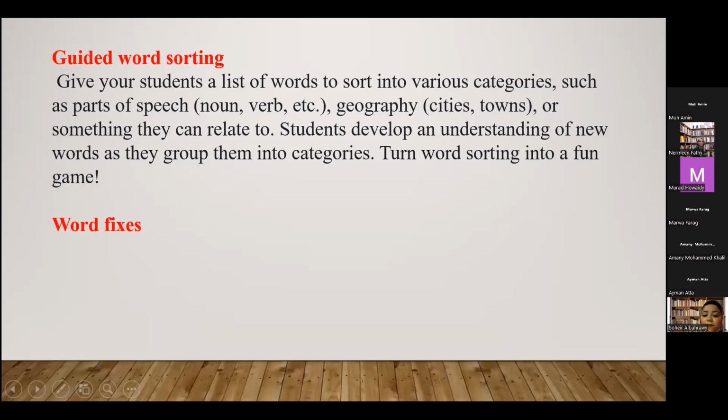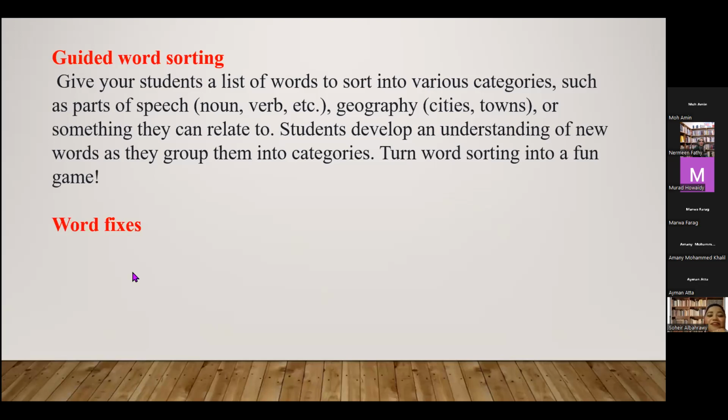Do you know word fixes? This is a technique of practicing vocab. If you know, just write on the chat box if you know this technique or not. Write 1 if you know it, and write 2 if you don't know. It's okay.